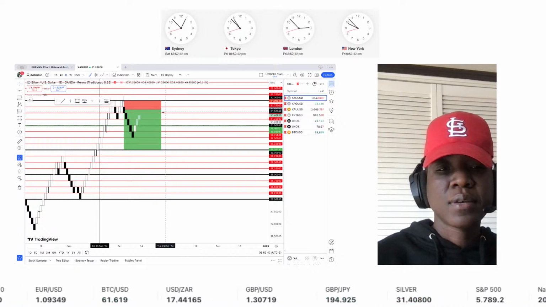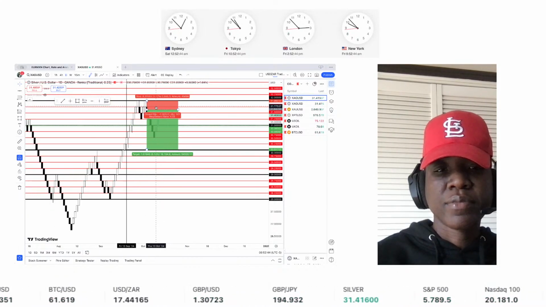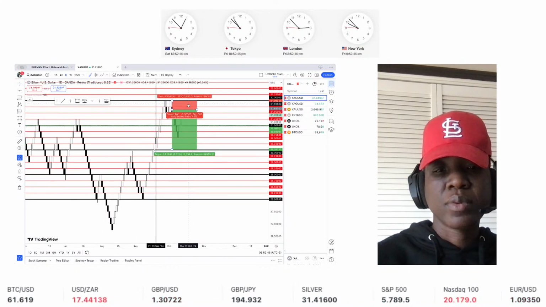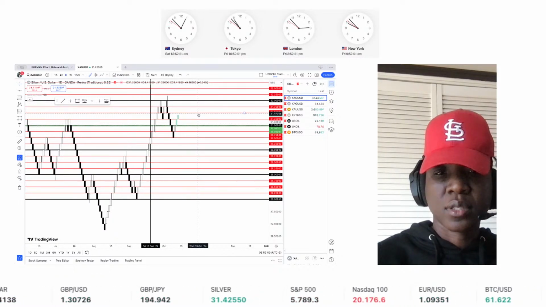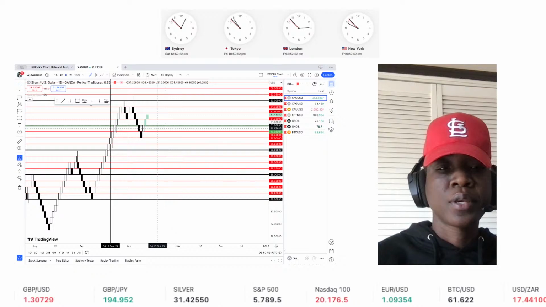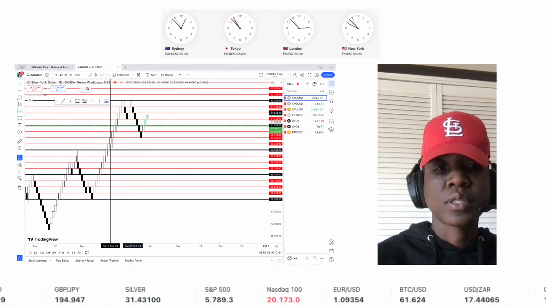Now, if it completes this, we might have it running for the top. We might. And we could take this off because that trading idea is already done. But if it completes this, then there may be some momentum to take it higher.